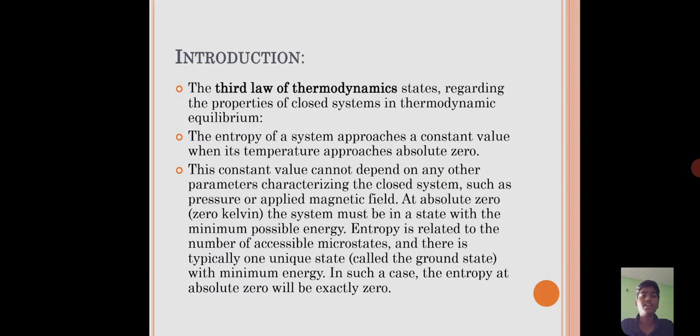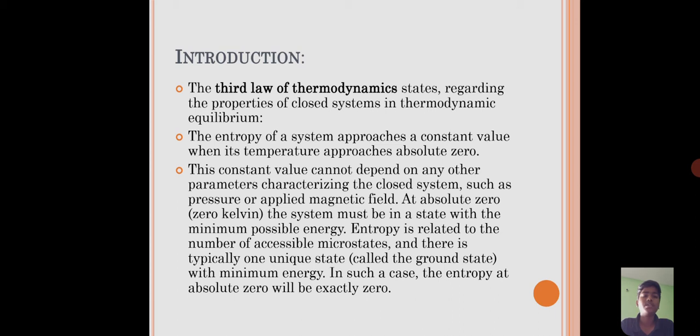Introduction. The third law of thermodynamics states regarding the properties of closed systems in thermodynamic equilibrium. The entropy of a system approaches a constant value when its temperature approaches absolute zero. This constant value cannot depend on any other parameters characterizing the closed systems, such as pressure or applied magnetic field.